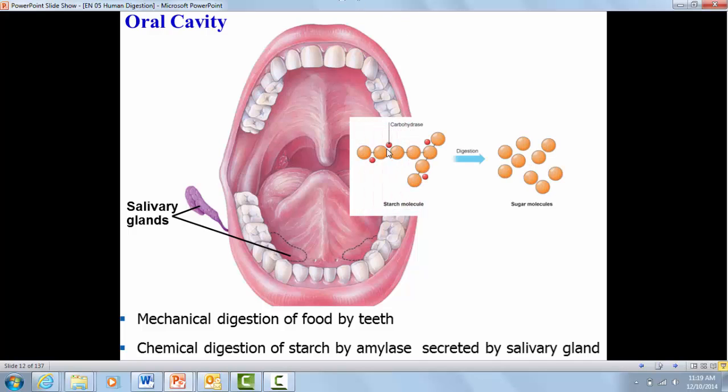This picture on the right, we have our carbohydrate molecules, our little enzymes in our water. Through digestion, we're making our sugar molecules.